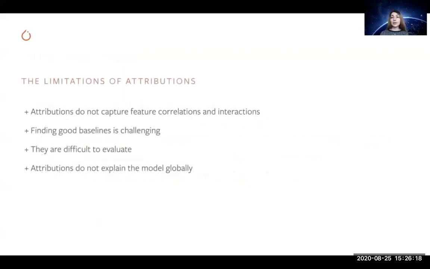As we saw, attributions can be very useful to understand our models and even improve them. However, they also come with some limitations. Attributions do not capture feature correlations or interactions. Finding good baselines is challenging, and evaluating those different types of attribution algorithms and comparing them with each other is even harder. Attribution-based techniques also do not explain the model globally. So if we want a global view, then we need to aggregate sample-based results.